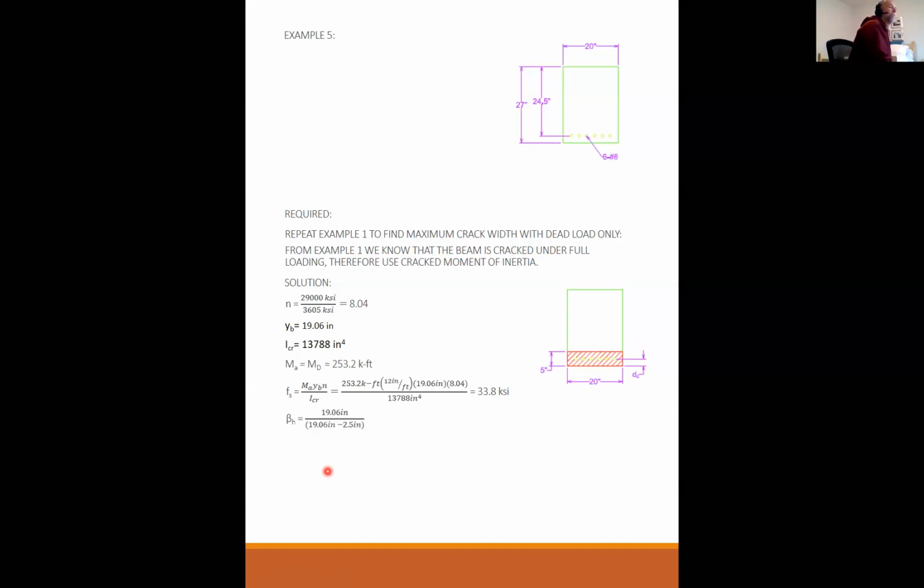Okay, beta sub H is the neutral axis distance divided by the neutral axis distance minus the distance to the steel. So if the steel is 2.5 inches up, then you get 19.06 minus 2.5. That's 1.151. And I just realized this is a typo right here. If you want to make a note of that, this is actually supposed to be 19.06 minus 2.5 to get to Y of the steel. So that's a mistake right there. In fact, I will note that in my notes to fix.